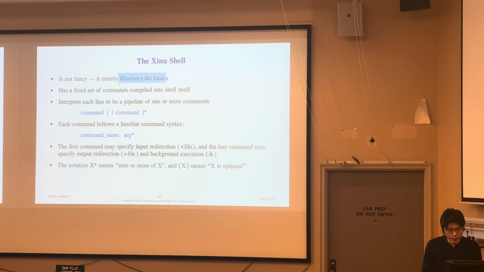It only illustrates the basics of a shell, right? So the Xenu shell is again a very simple shell. It has a fixed set of commands compiled into the shell itself. It interprets each line to be a pipeline of one or more commands, right? And each command follows a familiar command syntax, right? One command is a command name and a list of arguments. Right? The first command may specify input redirection, and the last command may specify output redirection and background execution. The notation x star means 0 or more x, right? And this means that x is optional.